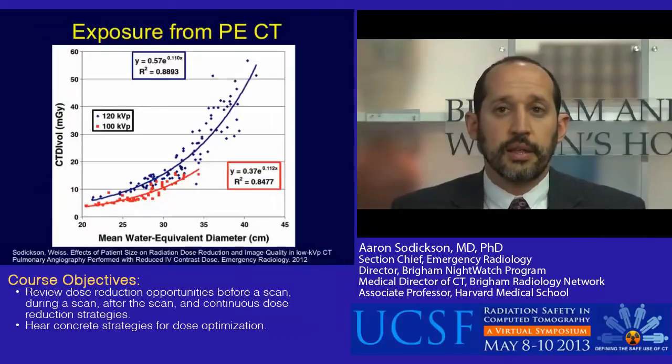Here's what it looks like in a larger group of patients. This is a number of PE CTs. Let's focus on the blue dots at the moment, which were performed at 120 kV. And you can see here the expected increase in CTDI as patient size increases in order to maintain image quality as we'd like it.